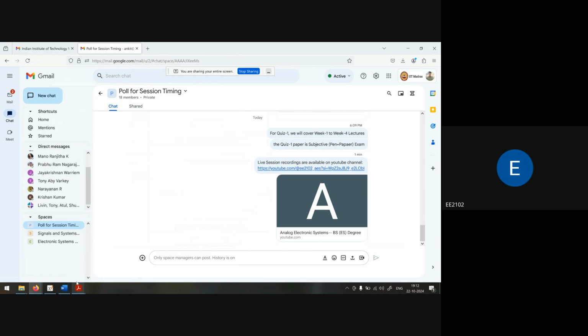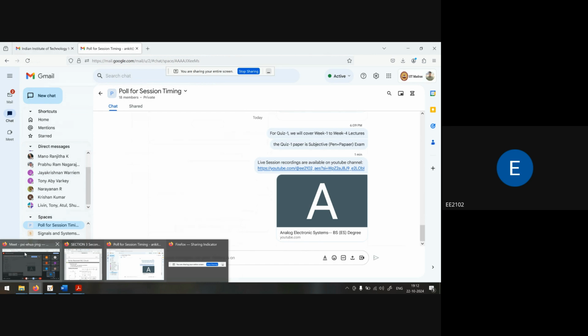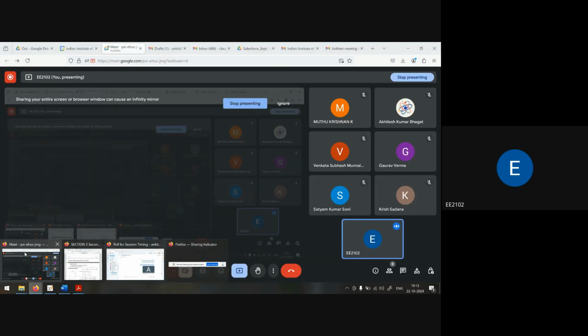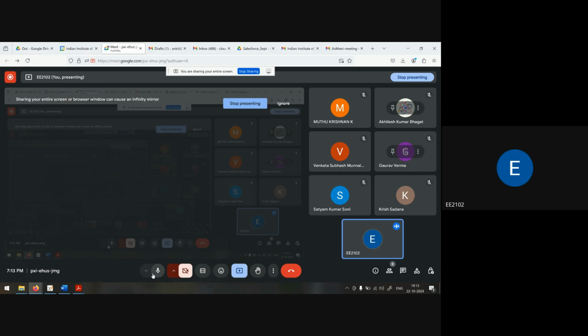Is there anyone who is not added in the G space? Because I received the mail from the office, around 60 mails, 16 mails, so I added all of them. I'm not getting the mails. Maybe you registered later, that's why.